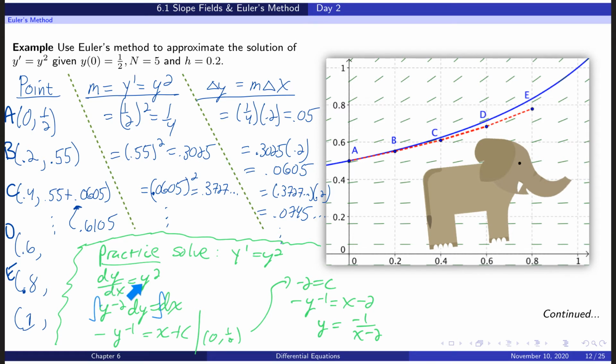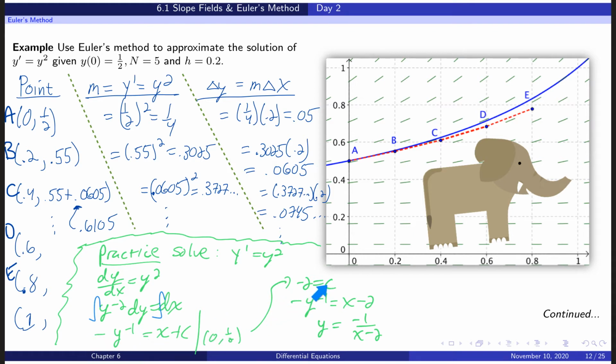dy/dx is y squared. When you bring the y squared to the other side, it's dy over y squared, which is the same thing as y to the negative 2 times dy. And then dx on the right side. Taking the antiderivatives, you get negative y to the negative 1 equals x plus c. The initial condition, x is 0, y is 1/2. The reciprocal of 1/2 is 2, and there's still a negative sign there, so you get negative 2 equals c.